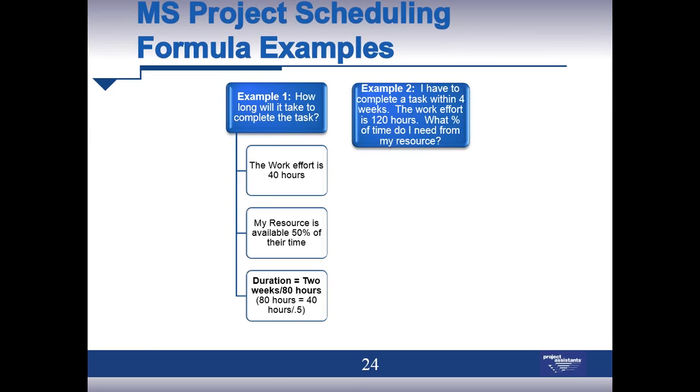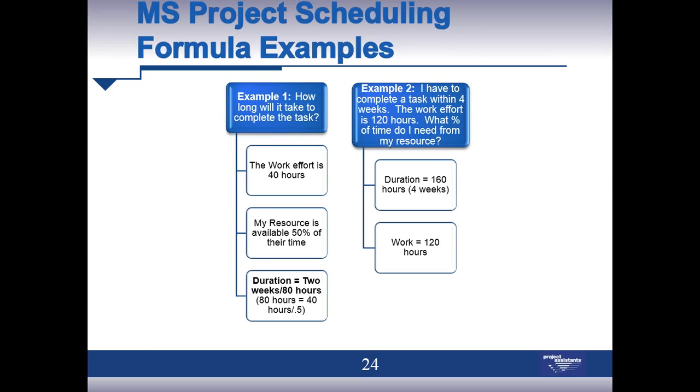Again, I'm going to apply the formula. Work equals duration divided by units. My duration is 160. My work is 120. And my resource, then, I need 75% of the time. They have to be available 3/4 of the time to work on this task, or it won't get done as scheduled. That applies to how that work is scheduled by day, right, Jim?